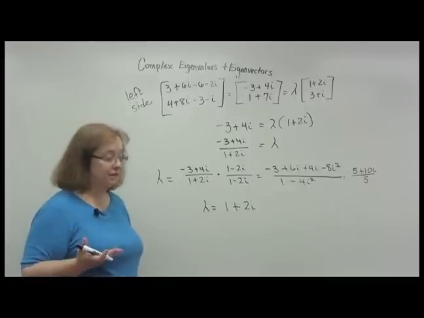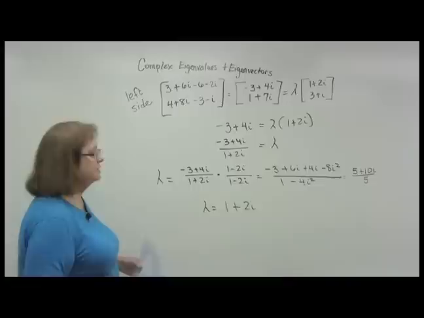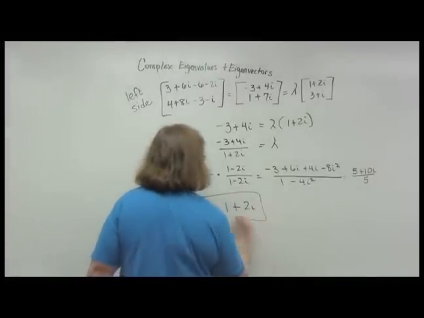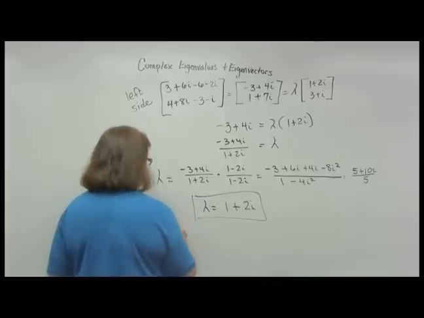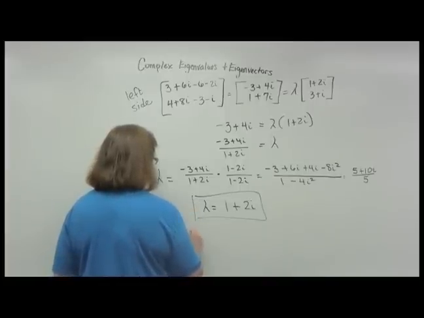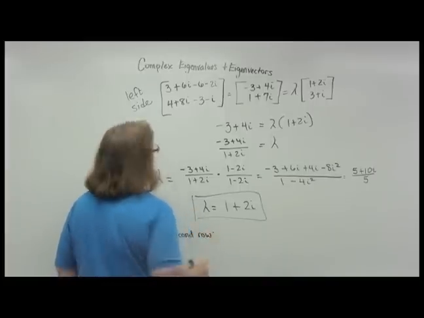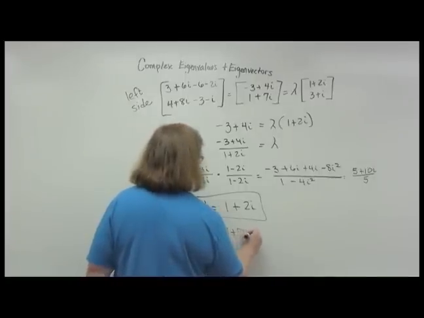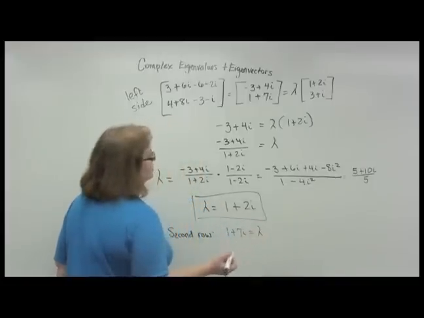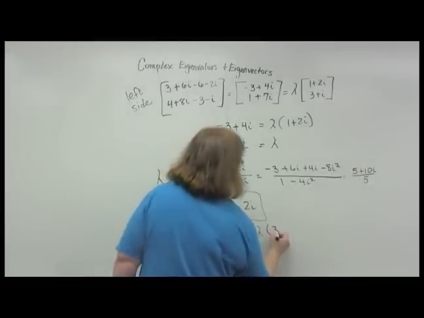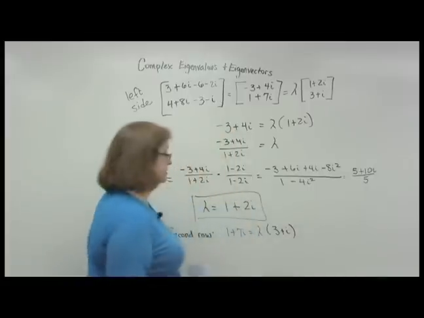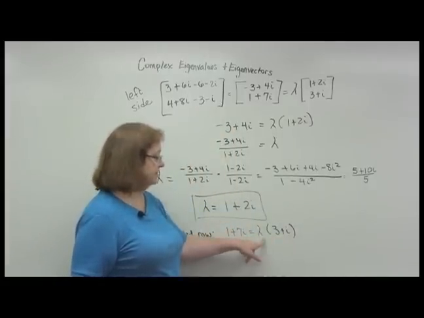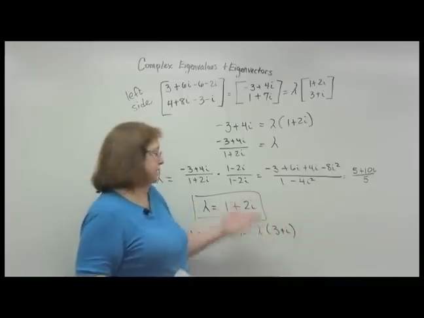Okay, do I believe that? You know, I could have made a mistake. Let's check. Okay, so I've got this as what I think is the answer. Let's check using the second row. In the second row, I have 1 plus 7i equals this lambda that we supposedly got times 3 plus i. Now I could divide again. I could divide 3 minus i over to this side and see if I get the same lambda when I work it out, or I can just plug in what I got to check.